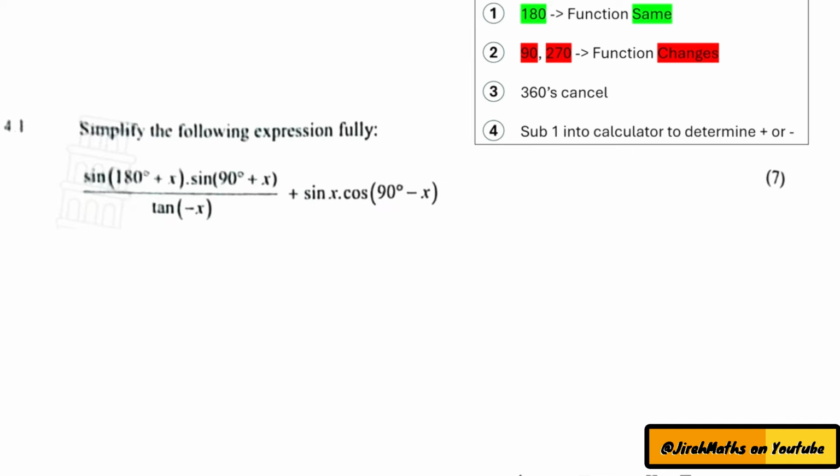This is from the 2024 March paper, so this is very similar to what you will be tested on. Let's attempt it. I do apologize for the low quality image, but let's persevere nevertheless. That's a 180. Therefore, we will use the first rule, sine x. To determine whether it's positive or negative, we have to substitute sine 180 plus 1 in our calculator. We'll get a negative. Therefore, that's minus sine x.